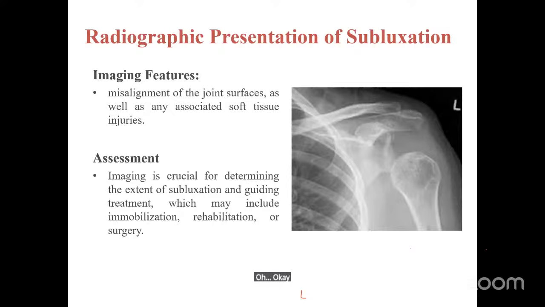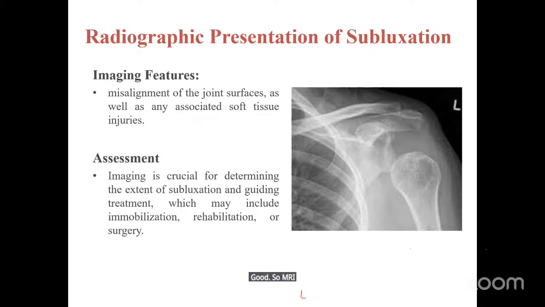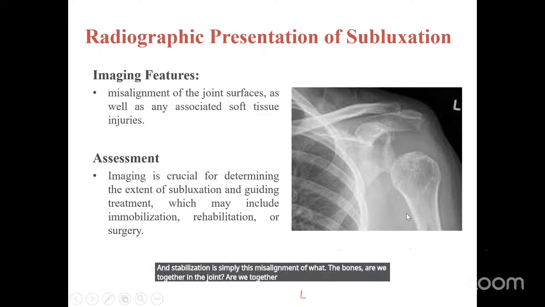MRI will show soft tissues, but we are possibly assessing for misalignment of the bone structures in the joints, not necessarily soft tissue injury. Good. So MRI is not good for bony assessment. And subluxation is simply misalignment of the bones in a joint. Are we together? So X-ray can do this comfortably.